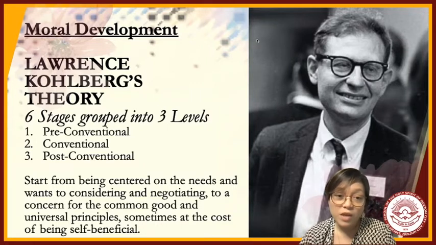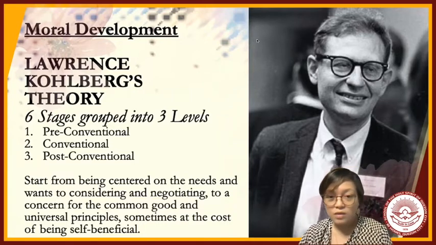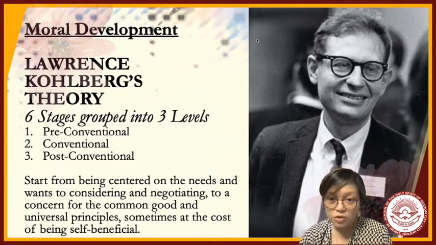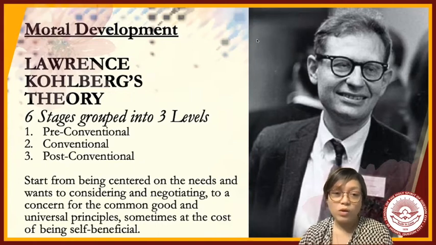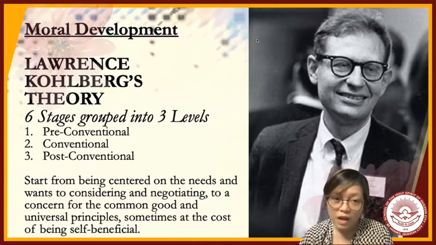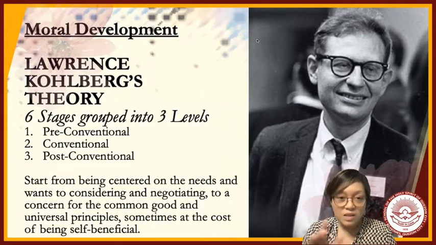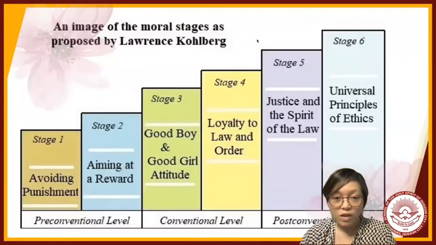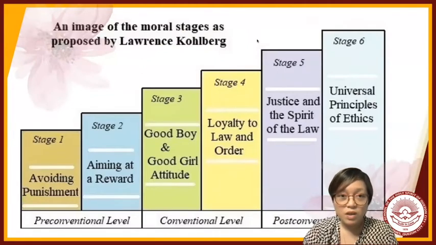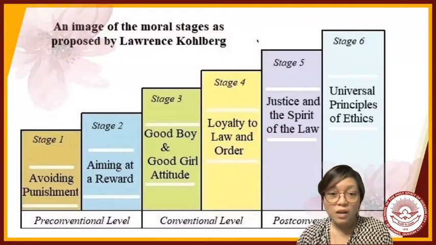He said that we start our lives being centered on our needs and wants, and then we move on to considering and negotiating these personal needs and wants in order to accommodate others. And then we move to a concern for the common good. And finally, to universal principles, sometimes at the cost of being self-beneficial. So let us look at these 6 stages of moral development and grouped into these 3 levels. So this is an image of the moral stages as proposed by Lawrence Kohlberg.